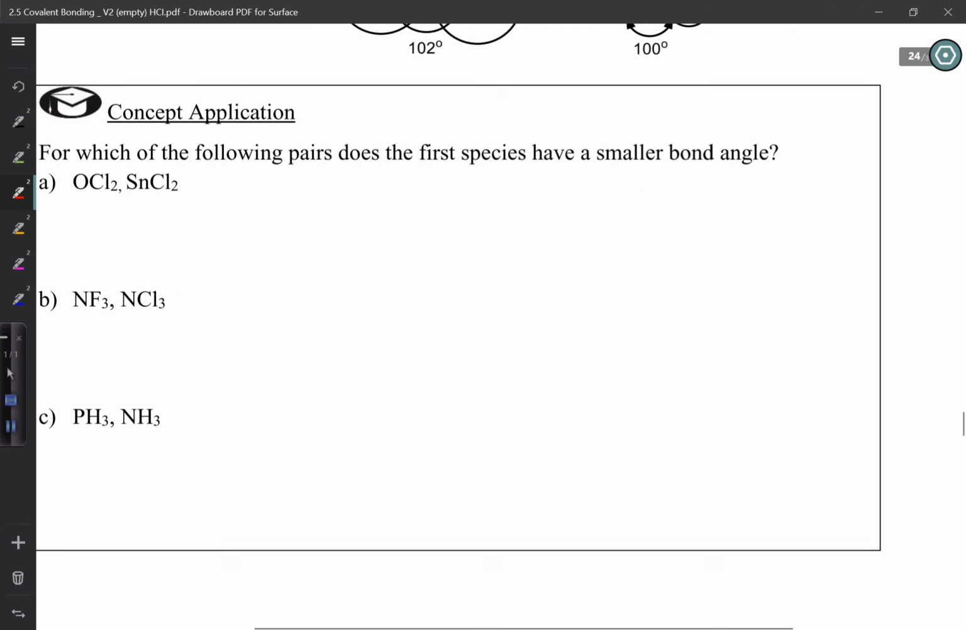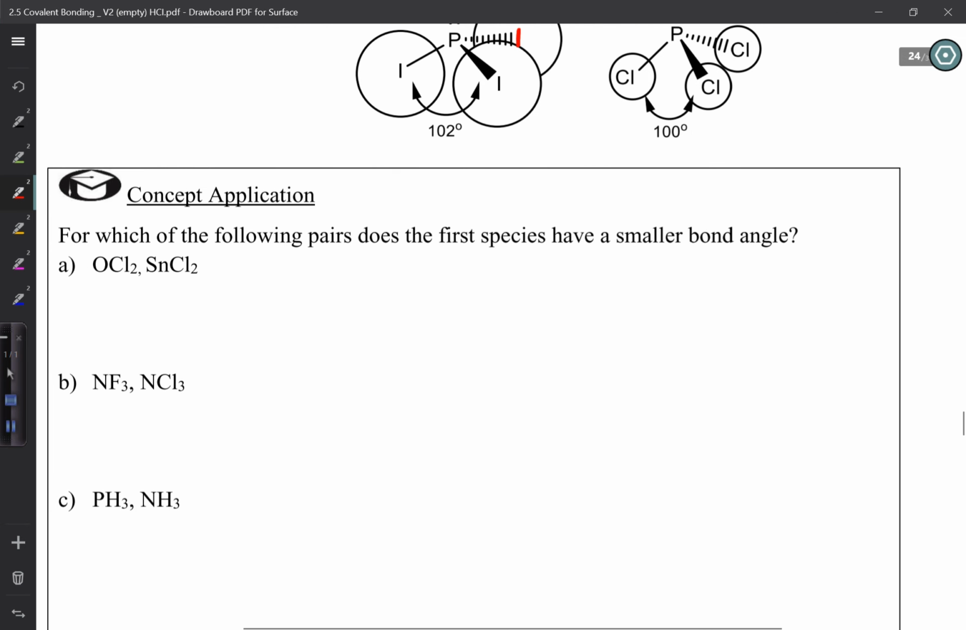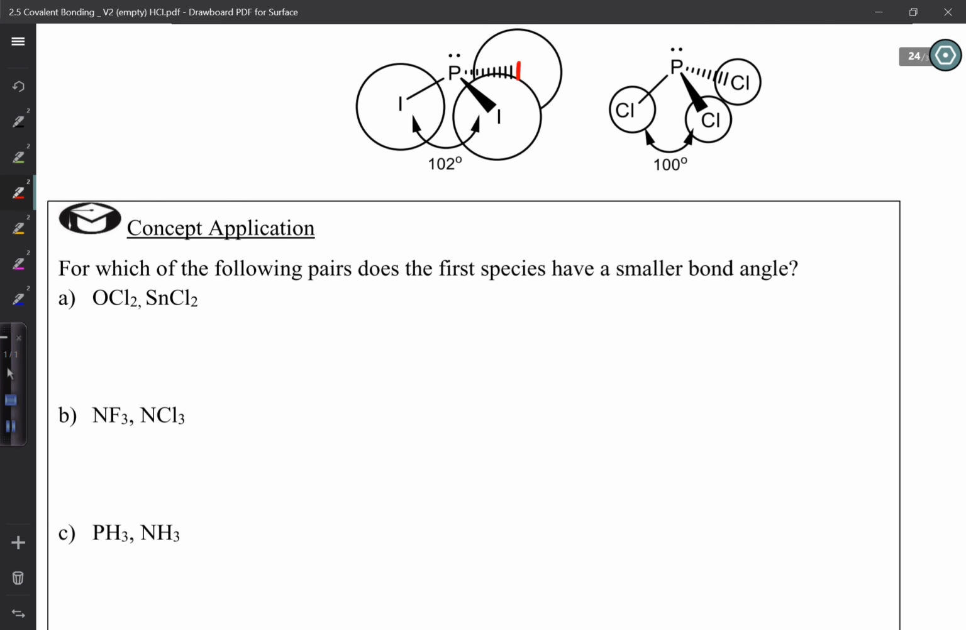So let's do some very simple practices. For which of the following pairs does the first species have a smaller bond angle? So what's the first step that you should do? You sure you're following the steps? What's the first step that I mentioned? The Lewis structure, right? So for this case, how do we draw it?